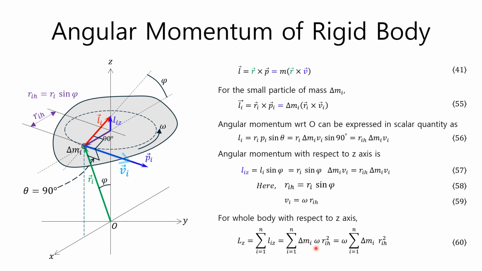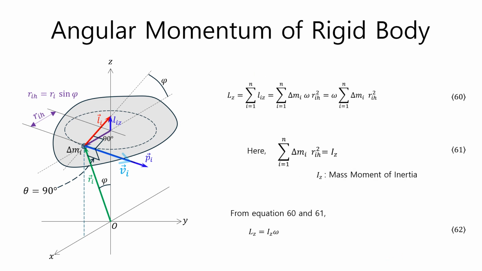Continuing to move the angular velocity omega out of the sigma function in the second equation of equation 60, we can obtain the result of the last term of equation 60. The sigma term in equation 60 obtained above is the mass moment of inertia and is represented by I. Since the angular momentum of equation 60 is the angular momentum about the axis z, it is represented by Lz, and since the sigma term is also the mass moment of inertia about the axis z, it is represented by Iz. By substituting Iz of equation 61 into equation 60, equation 62 can be obtained.